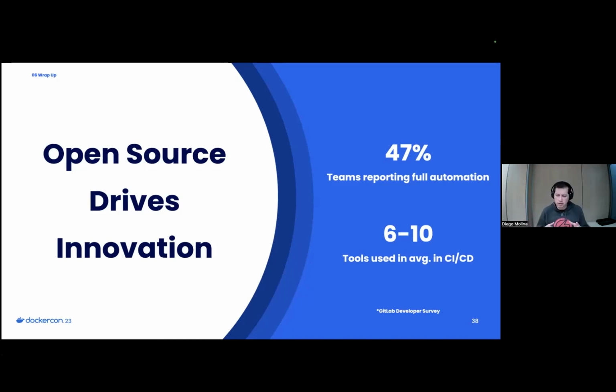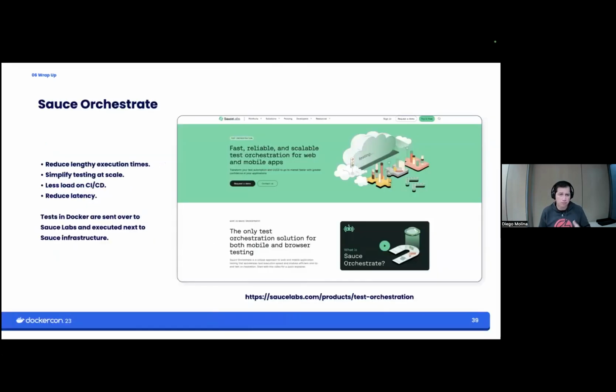And sometimes when we want to scale up those tests, having local Docker containers is not enough. So that's why different companies are working on something like Sauce Orchestrate, where you can take your Docker configuration and your tests in a Docker container and just send them to Sauce and run those tests there, to avoid latency and reduce load on your CI/CD, so you don't have to maintain big machines for CI/CD. And the idea is that you will see everything in a nice, unified dashboard.